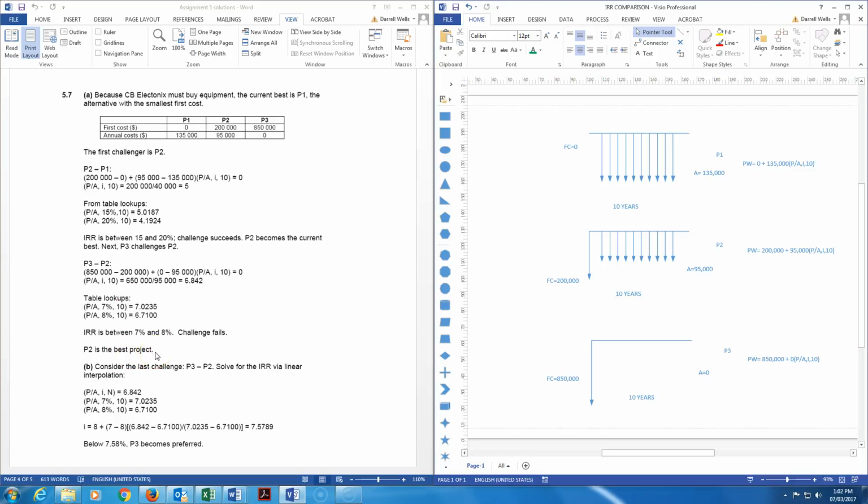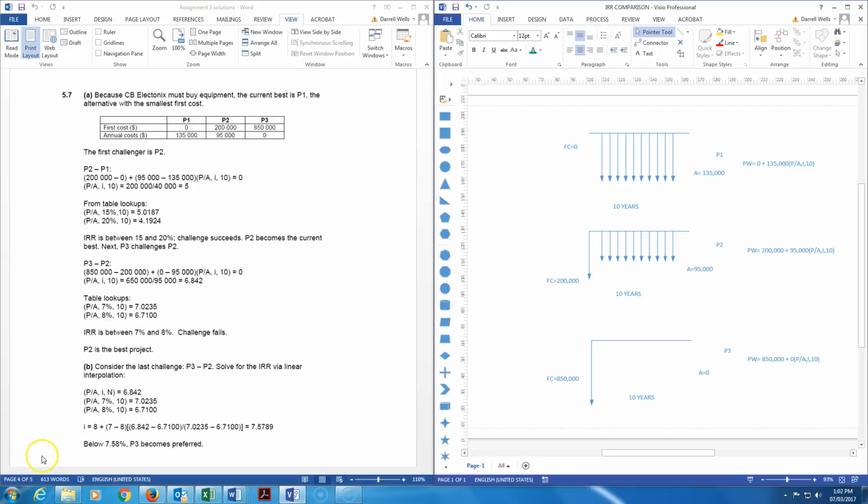The main thing to remember when you're doing any of these IRR analyses is to first arrange your projects from lowest first cost to highest first cost, and then challenge each project against the previous one. So P2 against P1, the winner of that gets challenged by P3, and if there was another project here, we would challenge it against the winner of P3 and P2, and so on. You work your way through the list using this same procedure. Once you determine where the interest rate falls, you compare that to your MARR and determine whether the challenge succeeds or fails.